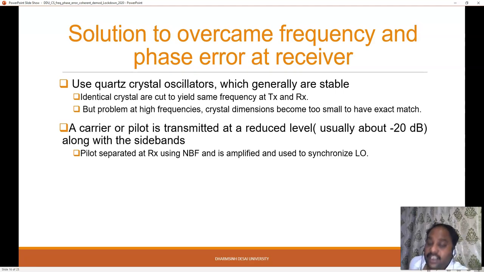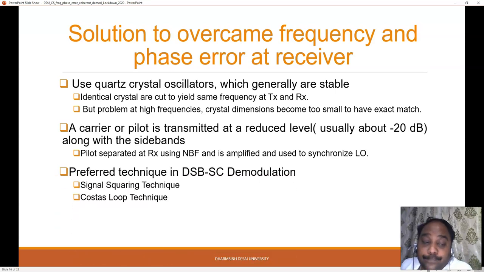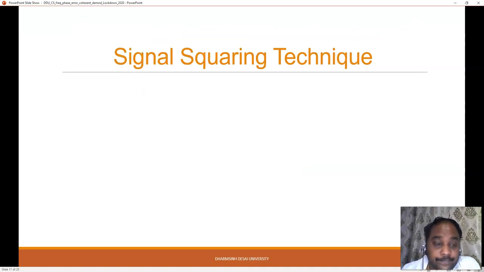But generally for DSB-SC, the two main techniques used to nullify the effect of frequency error, because phase error they are not concerned with much, are the signal squaring technique and the Costas loop technique. So we'll touch upon these two, and we will show that these two cannot be used for SSB-SC, not at all possible. Moreover, we don't want it also if it's a voice signal.